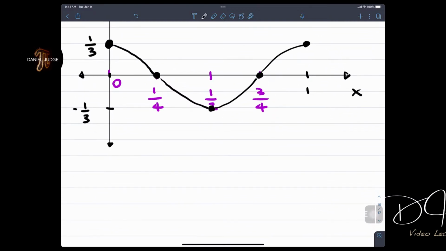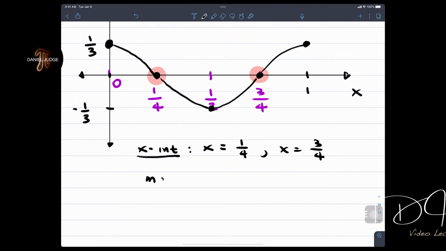But again, since a picture is worth 1,000 words, hopefully we know what we're looking at. The points where you cross the x-axis are called x-intercepts. So that happens when x is 1/4. It happens when x is 3/4.